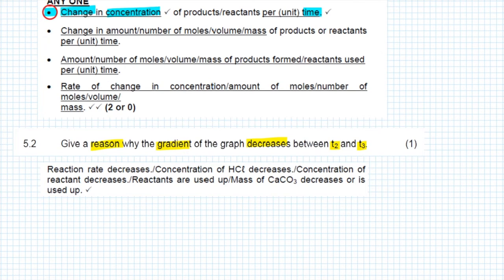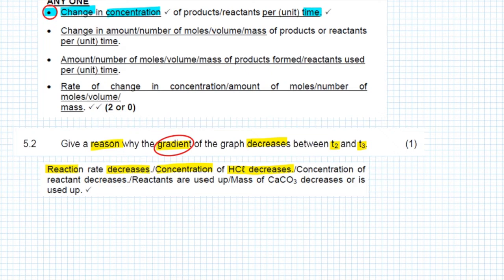So here we had a few options. For 1 mark, you can say the reaction rate decreases. We know that the gradient of a graph like the one given to us indicates the rate of a reaction. So we can say the reaction rate decreases. We can say the concentration of hydrochloric acid decreases.